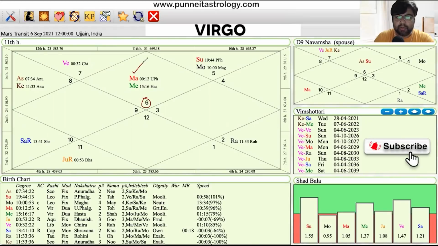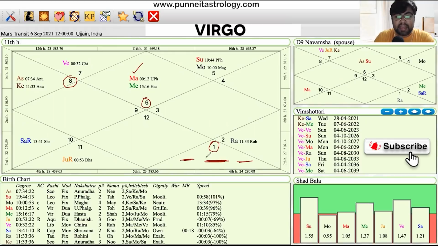Ascendant number 6, Virgo Ascendant. In case of Virgo Ascendant, definitely Mars is going to be on your Ascendant. Now let's understand which houses Mars rules. Now this is something very interesting. For Virgo people, Mars rules the 8th house and the 3rd house.